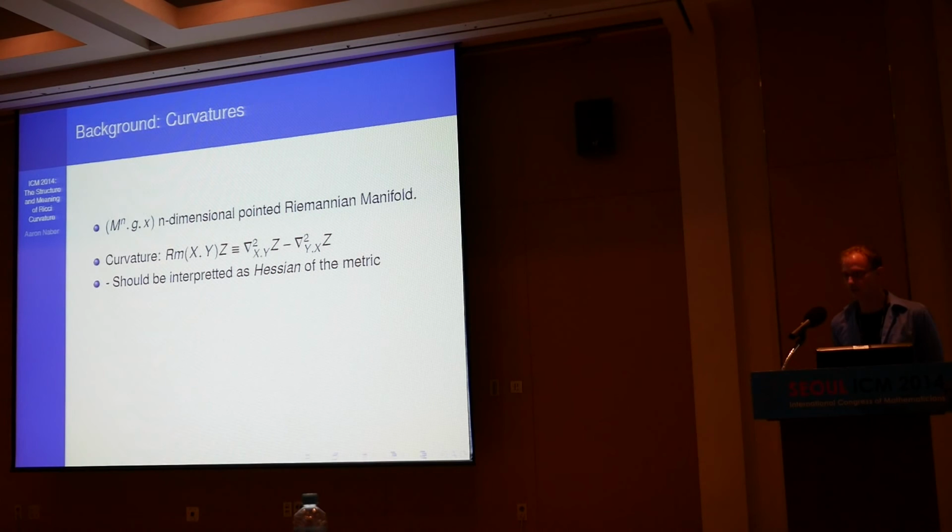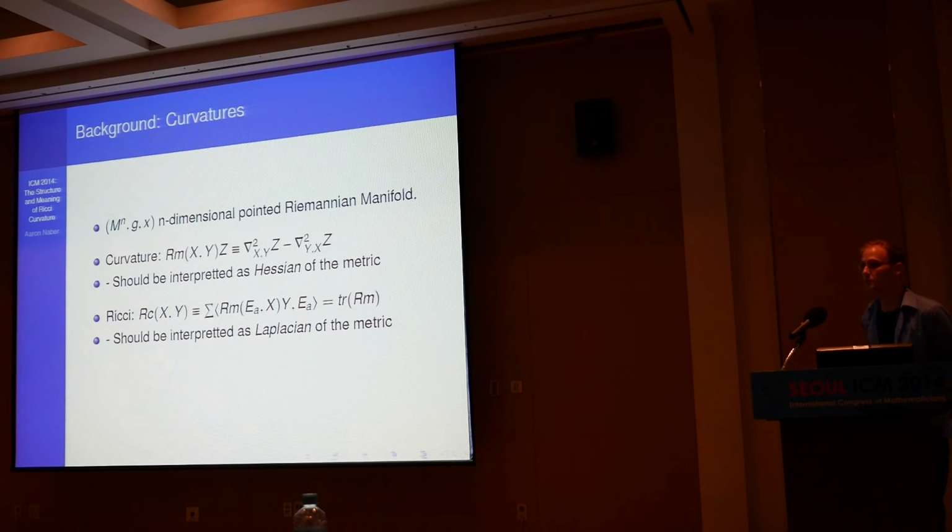So when you have bounds on it, this is why you expect analysts to really like this condition. And when you go this way, the point is that the Ricci curvature, which is now the trace of the Riemann curvature tensor, can be interpreted as the Laplacian of the metric. Or if you want to be really picky, it should be interpreted as -2 times the Laplacian of the metric. But nonetheless, this should give some feel as to why it's an important thing and why it appears all over the place.